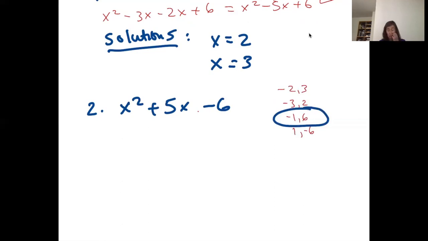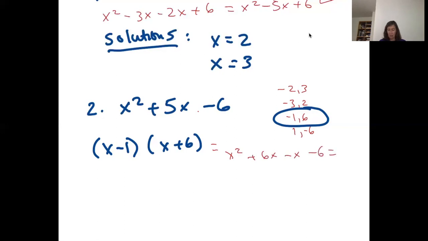So this is going to be my guess here. I'm going to guess that x minus 1 times x plus 6 equals x squared plus 5x minus 6. And let's do my checking. I've been doing my checking in thin red, so let's keep on doing that to check. x times x is x squared plus 6x minus x minus 6 equals x squared plus 5x minus 6.